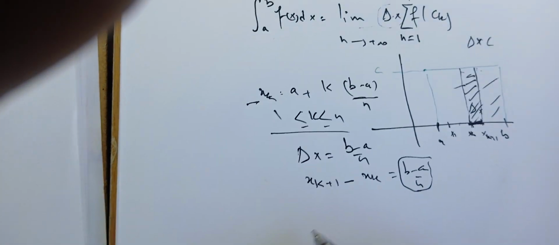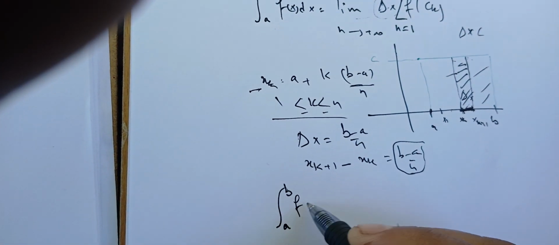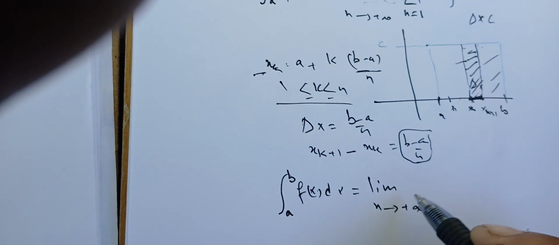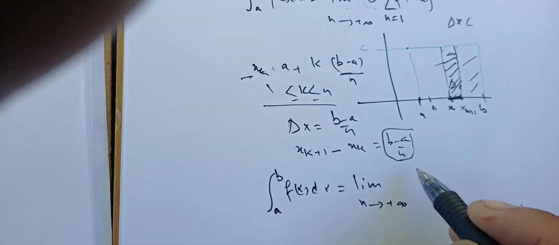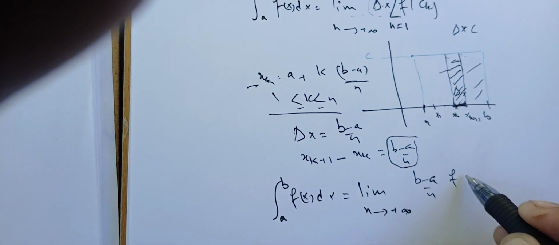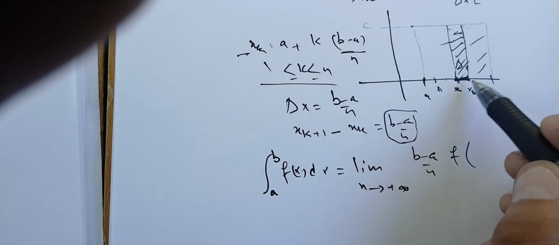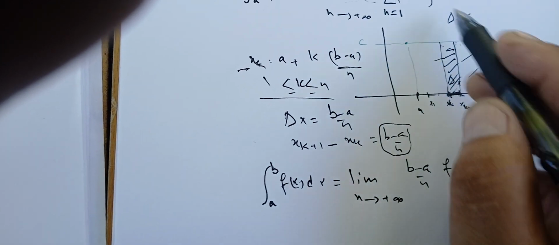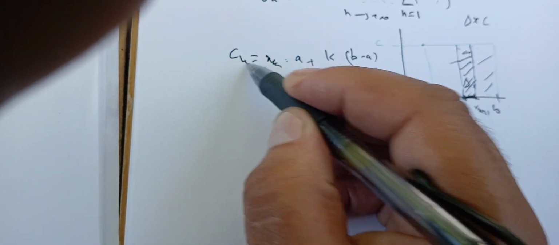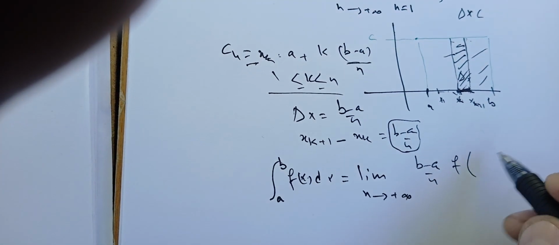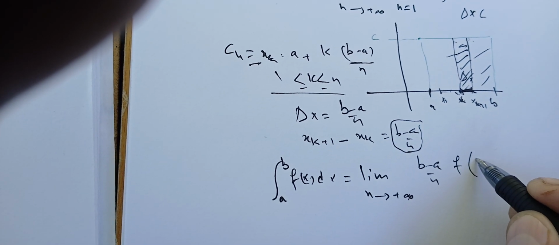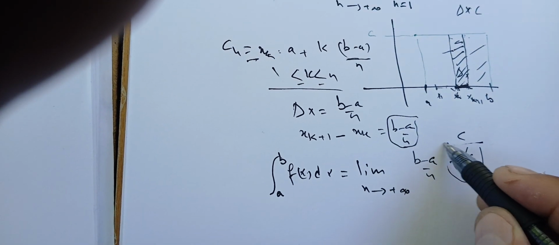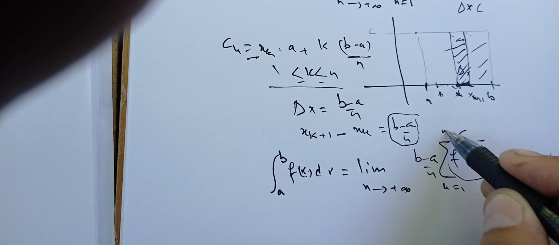Okay, therefore the integral between a and b of f of x dx is equal to the limit as n goes to infinity. Now delta x is just b minus a over n, and for f of ck, the ck's or the xk's are these points. Since these points are the same, their image is just c. But we forgot to add the sum from k going from 1 to n.